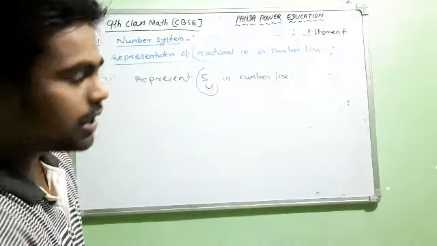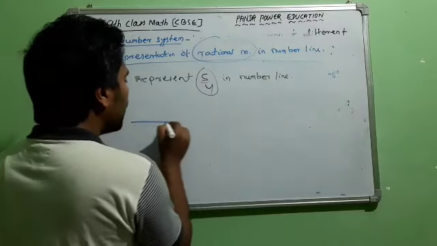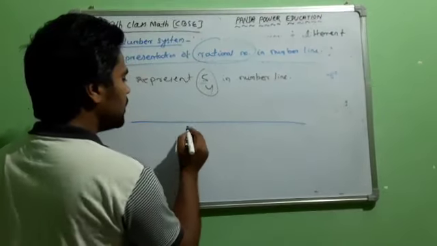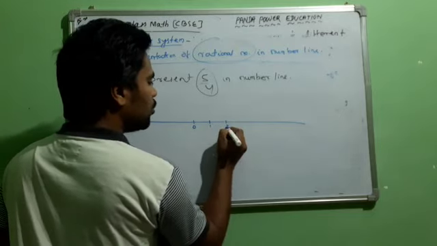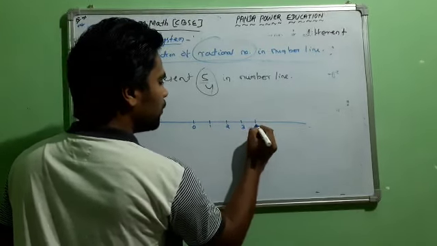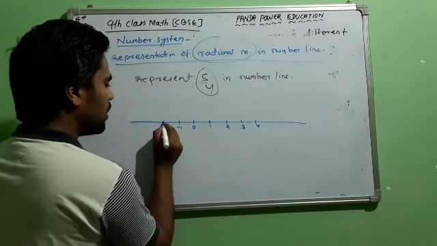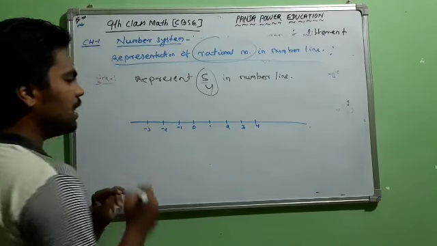I draw a number line like this. This one is 0, this one 1, 2, 3, 4, like this. This is -1, -2, -3, like this. Got it?